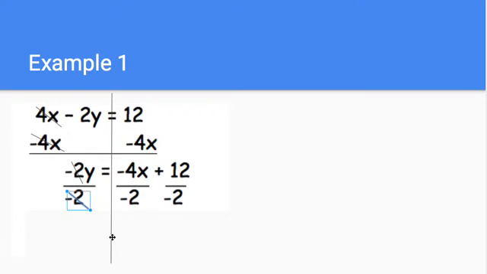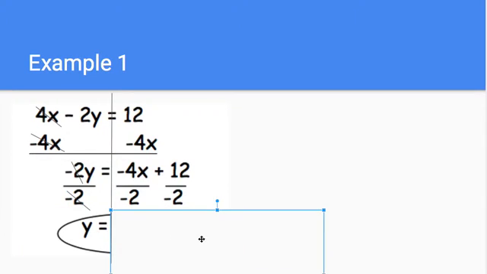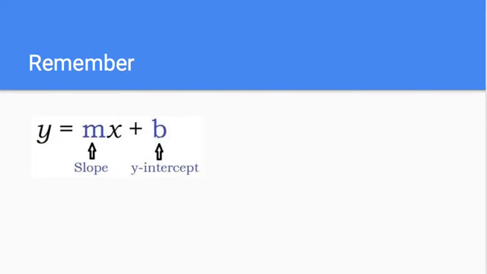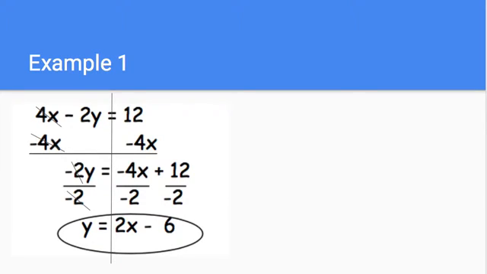Negative 4x divided by negative 2. Negative 4 divided by negative 2 is positive 2, so this becomes positive 2x. And then 12 divided by negative 2 is negative 6. So my equation now is y is equal to 2x minus 6. Well, now I have it in my y equals mx plus b. So I can see that my slope is 2 and my y-intercept is negative 6.